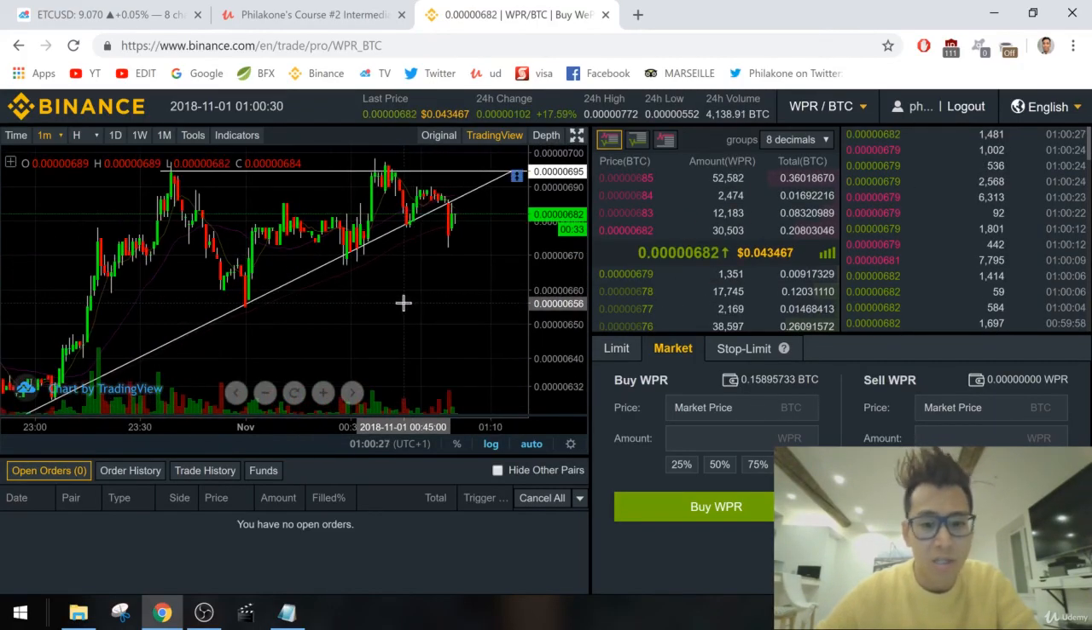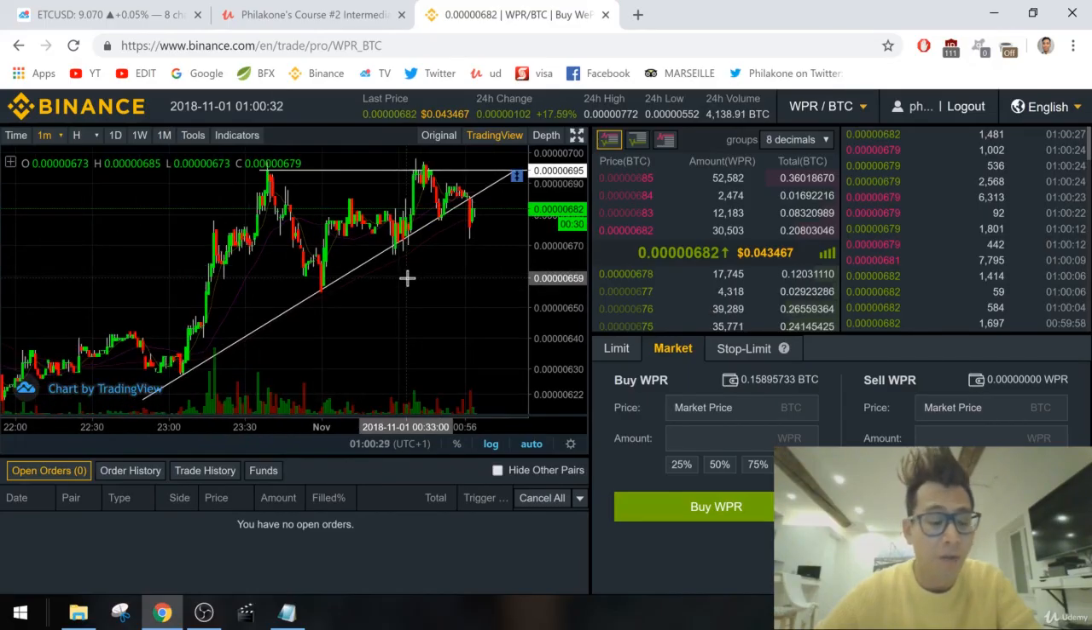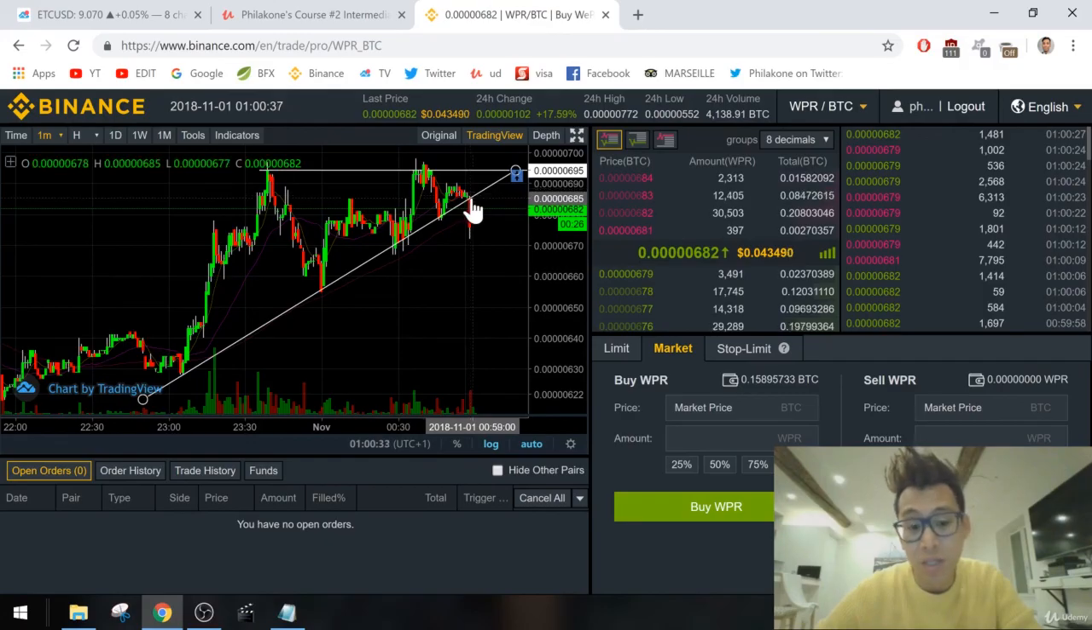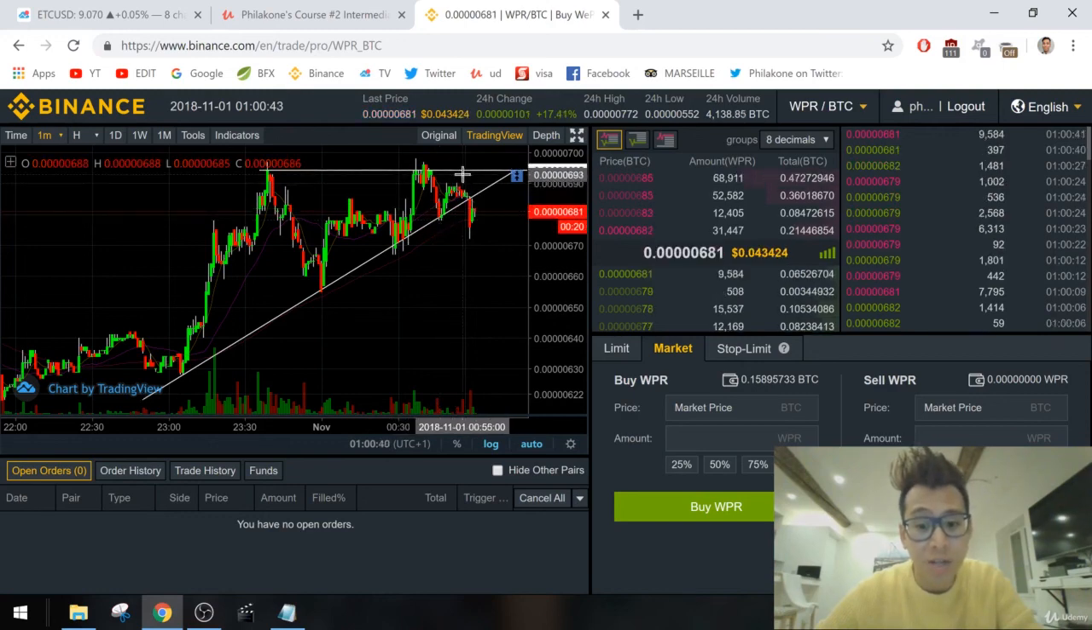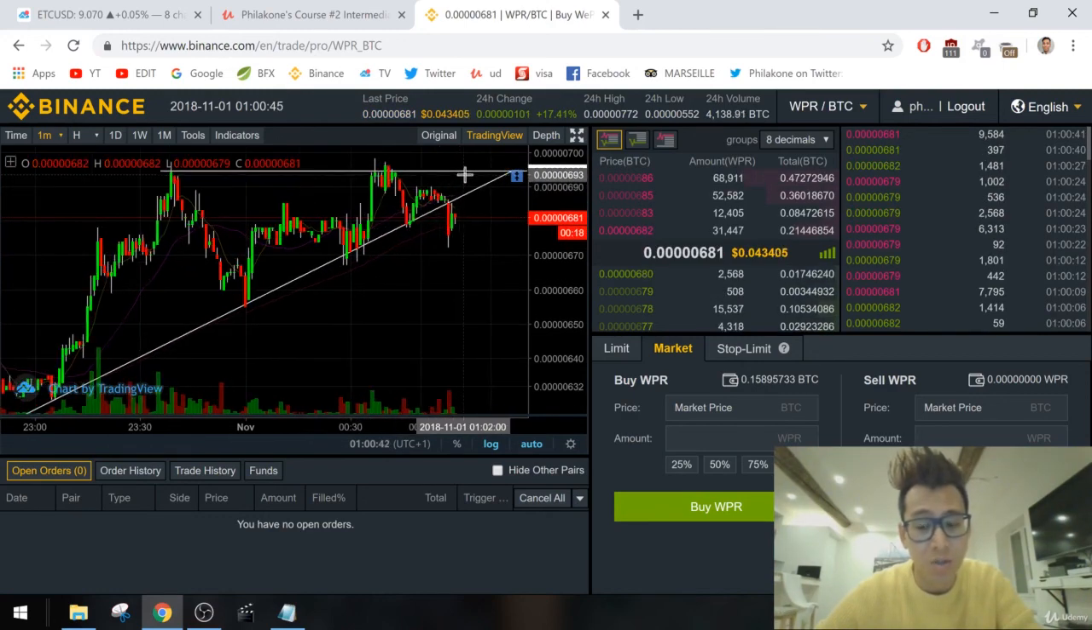So anyways, guys, this was a really good lesson on how to be patient for ascending triangles, right? If you guys had entered a position right there, it could have been extremely bad. So you always have to wait for the volume to pick up and for us to actually get some sort of confirmation to go to the upside.